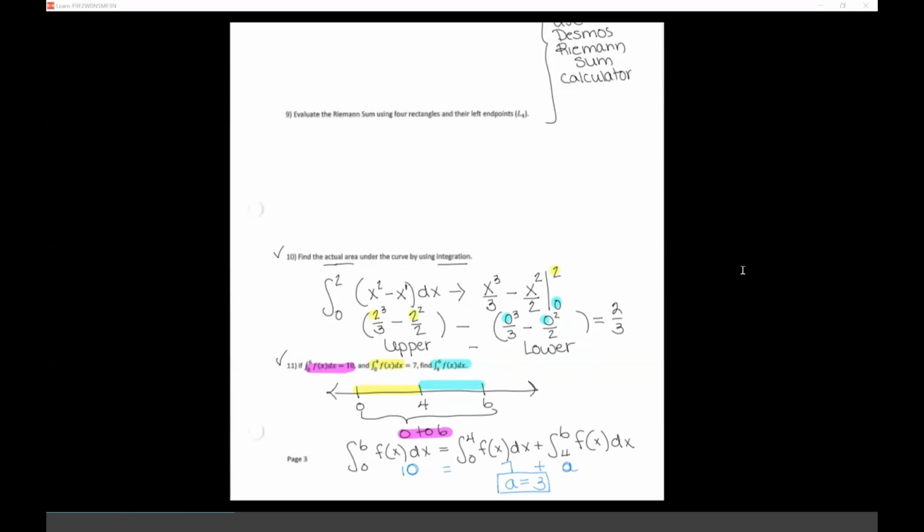This is useful when you're finding areas and the function dips below the x-axis. If you find the x-intercept where that happens, you can break the integral into the part that's above the x-axis and find that area. And then the part that's below the x-axis, that's going to give you a negative area, remember, because y is negative down there. And you can just take its absolute value.